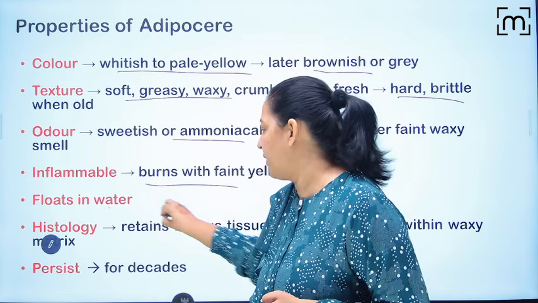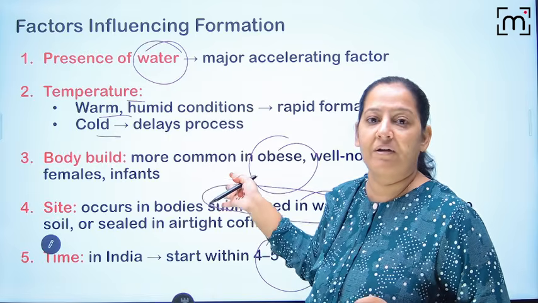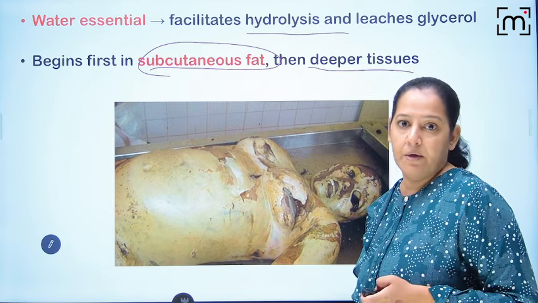It floats in water and it persists for decades. It prevents putrefaction for decades. For decades, the dead body is preserved. I mean, putrefaction destroys the dead body, while adipocere is preserving it.